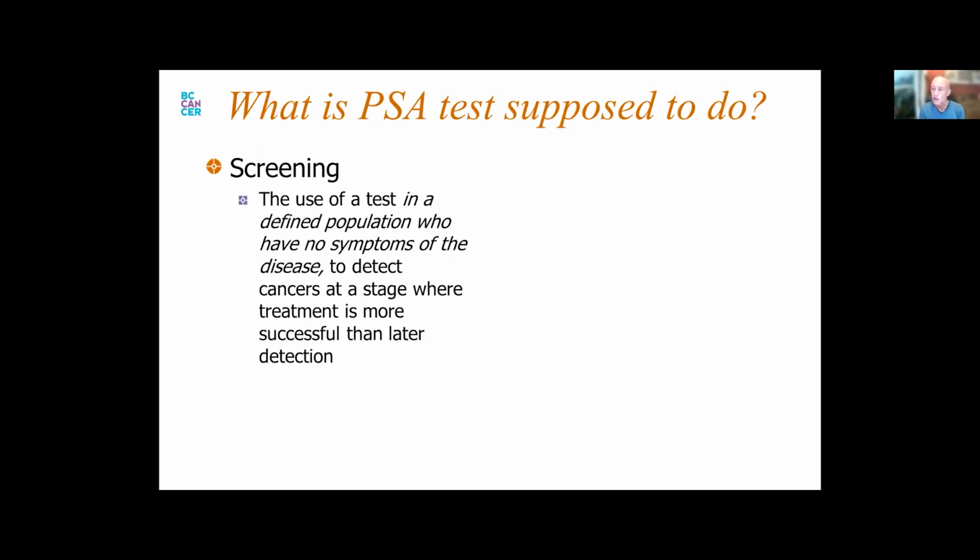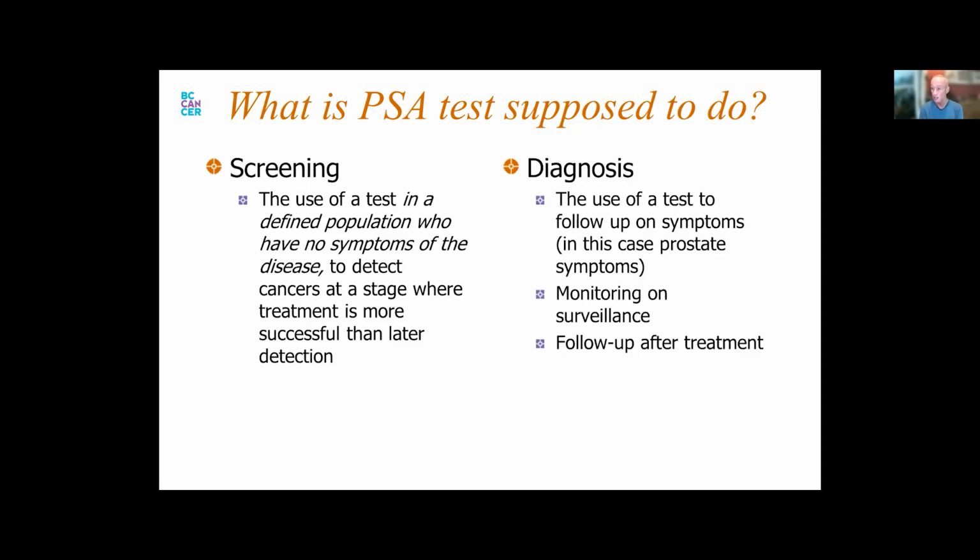So what do we use the PSA test for? Well, there are several areas that it could be used for, and I just want to start with some definitions. Screening, in the medical sense, is very carefully defined as a defined population, for example, men between the ages of 50 and 75, who have no symptoms of the disease. The aim of screening is to detect cancers at a stage where treatment is either more successful or perhaps associated with less side effects. But it's a population-based program, and that differs from when it is used for diagnosis.